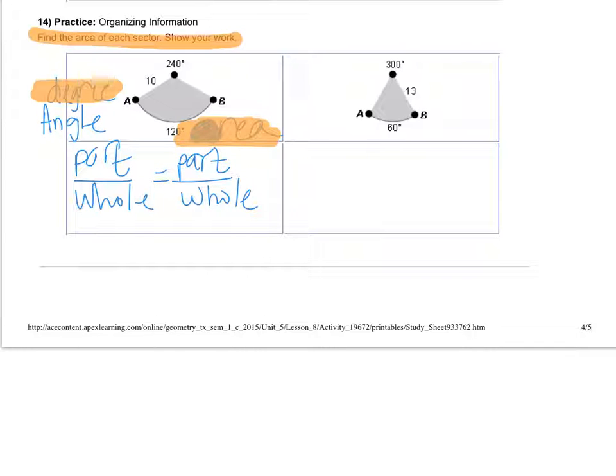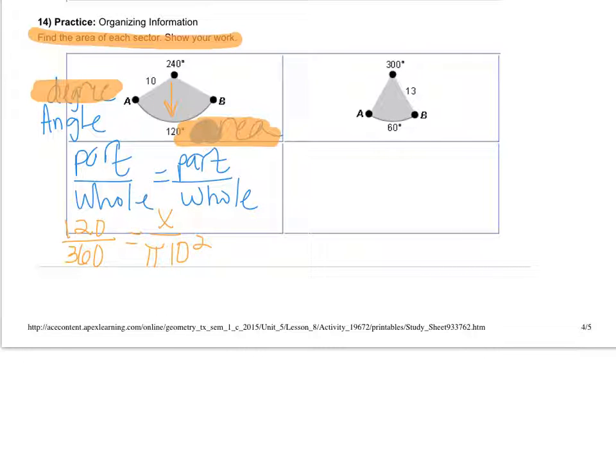No matter what, the whole degree measure going all the way around is always going to be 360. So we'll put 360 in the denominator, and on top, I know my sector angle right here is 120 degrees. And I don't know what the area of this sector is, so I call it x, and I put it over the area of the whole circle, which is pi times 10 squared.